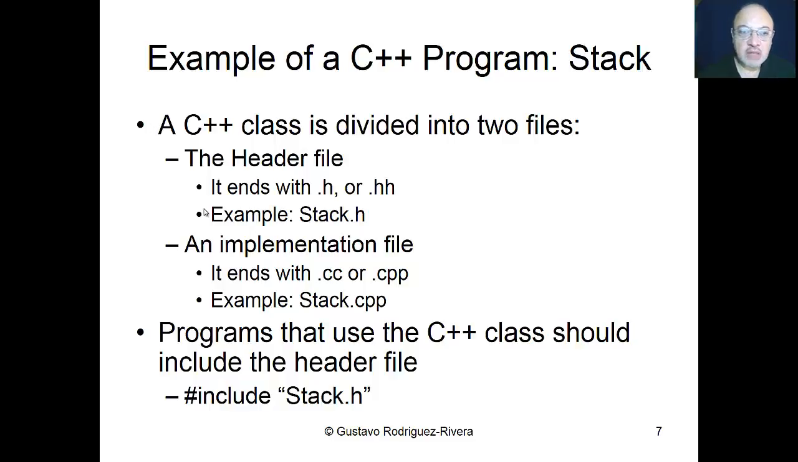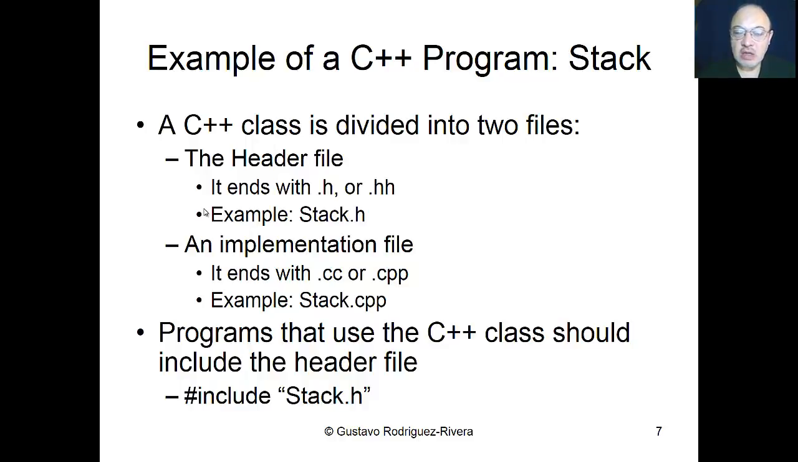A C++ program is divided into two files. One is going to be the header file, and the other one is going to be the implementation, the CPP file. We're going to see here an example of a C++ program. I always like, when we are learning a new language, to give an example of a program so you can know the details and get a holistic view of the whole of a program in that language.